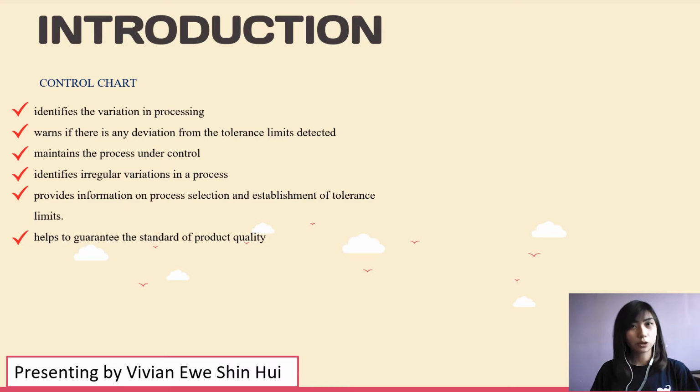Okay, what is a control chart? A control chart is actually a tool that is used to determine the status of the statistical control system. This tool identifies the variation in processing and warns if any deviation from the tolerance limit is detected. So this maintains the process and keeps it under control. Furthermore, these charts also identify irregular variation in the process by providing information on process selection and establishment of tolerance limit. Therefore, this also helps to guarantee the standard of the product quality.